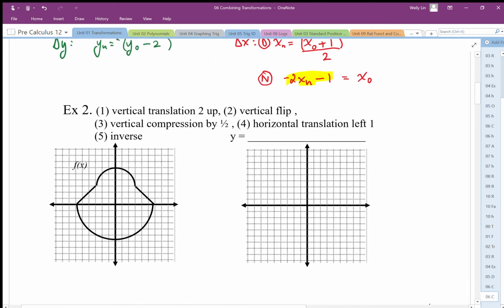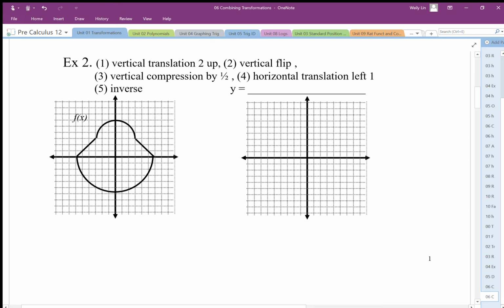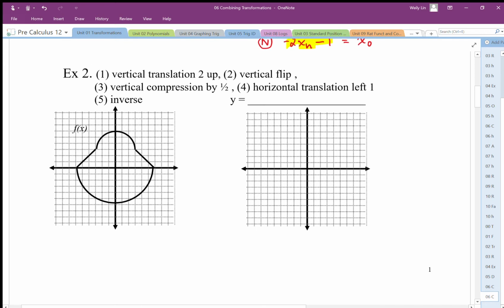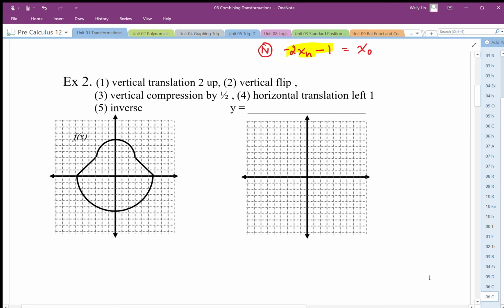So this next one we're going to do the same thing. We want to have some reference points, so I'm going to need to establish my original f of x.